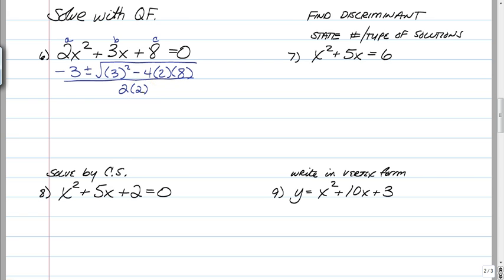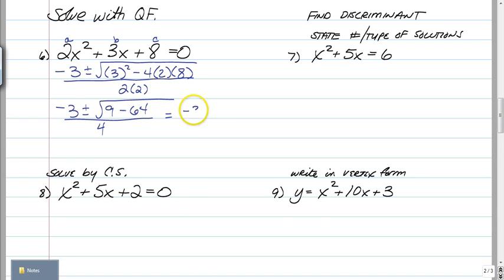So now you just have a little bit of simplifying to do. So the negative 3 is fine for now. Plus or minus the square root. 3 squared is 9. And then we have a negative 4 times 2 times 8. So that's going to be a negative 64 all over 2 times 2, which is 4. So 9 minus 64 is a negative 55. So this is going to give us a negative 3 plus or minus the square root of a negative 55 all over 4. So from here, all you have to do is simplify the square root if possible.